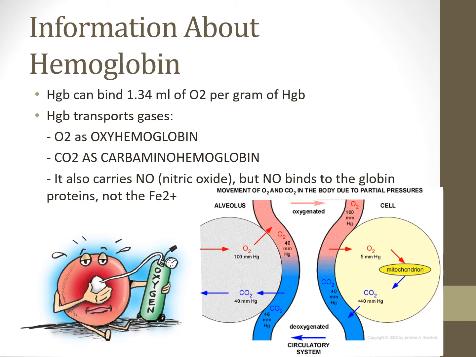Hemoglobin, one hemoglobin. This is going to be a very important number to remember. In fact, you're going to use this in a lot of calculations. So let's start here. One hemoglobin can bind 1.34 milliliters of oxygen per gram of hemoglobin. Okay, what does that mean?